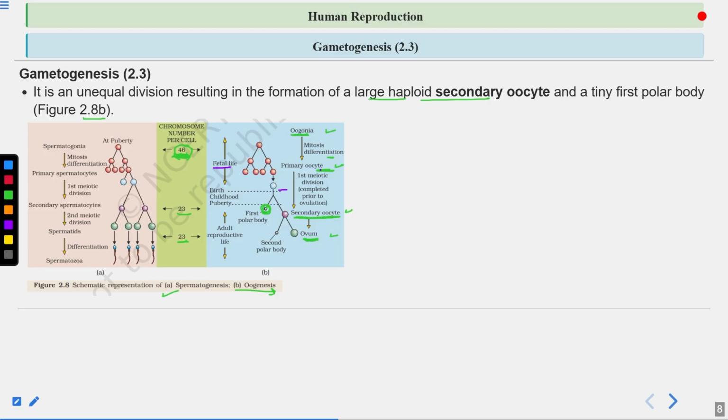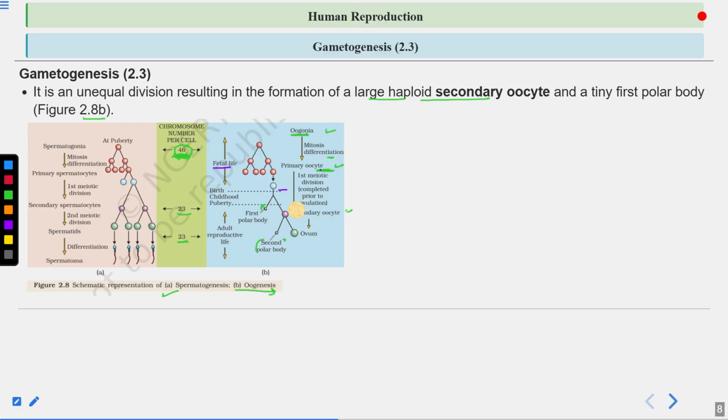Okay, now the secondary oocyte will again divide. It will complete its second meiotic division, meaning meiosis 2, and it will form a large haploid ovum and the second polar body. These polar bodies usually degenerate. They don't have any role in reproduction. And why do they degenerate? Because they have very little cytoplasm. So they degenerate. Even if they divide, the resulting cells also degenerate.